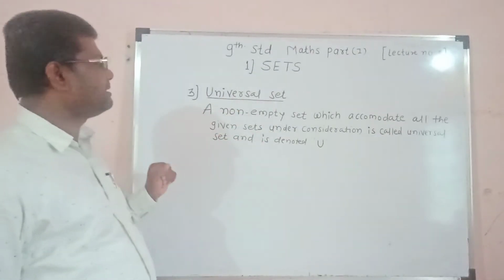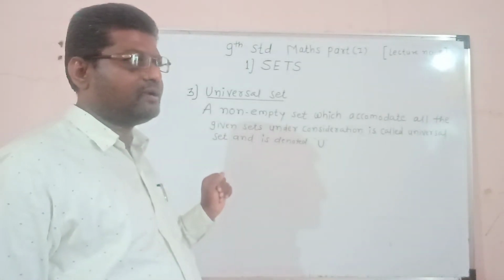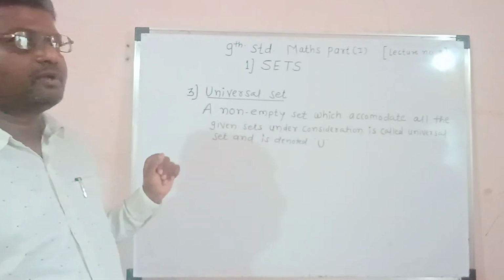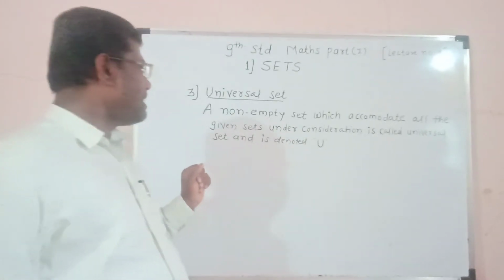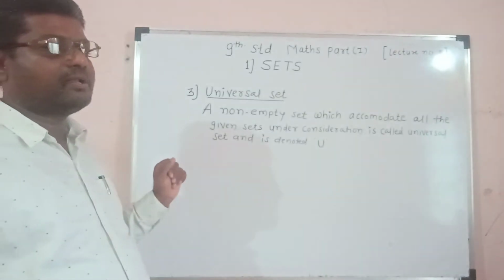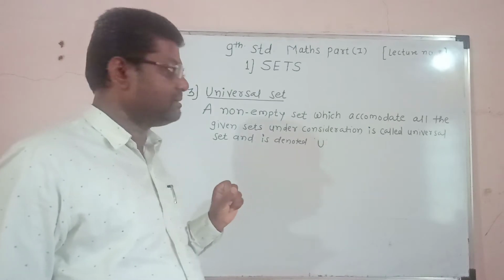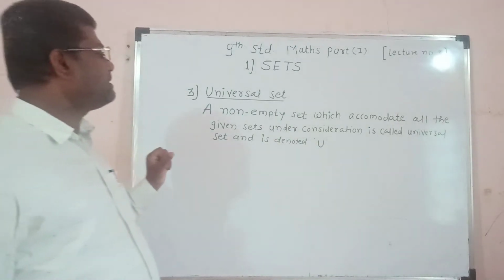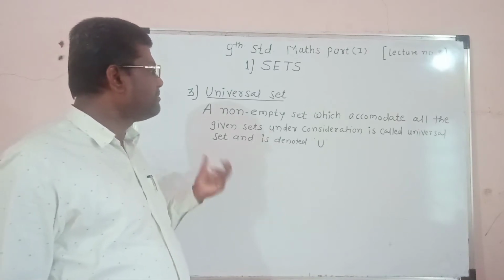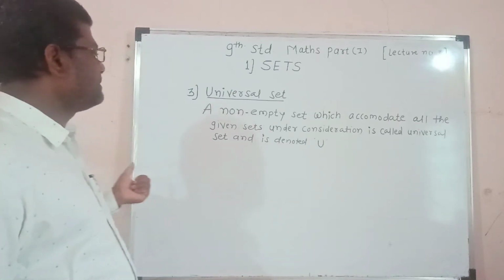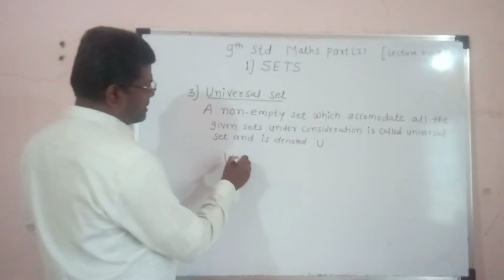Now universal set. Universal set is a non-empty set which accommodates all the sets under consideration, and it is denoted by capital U. So universal set is a big set and all the sets under consideration are the subsets of universal set.